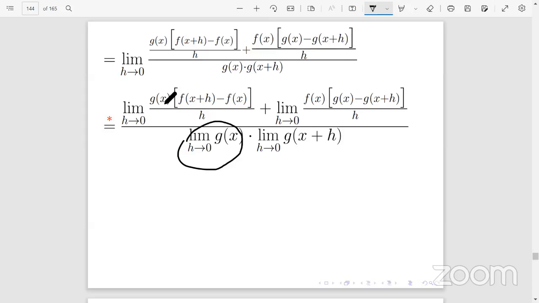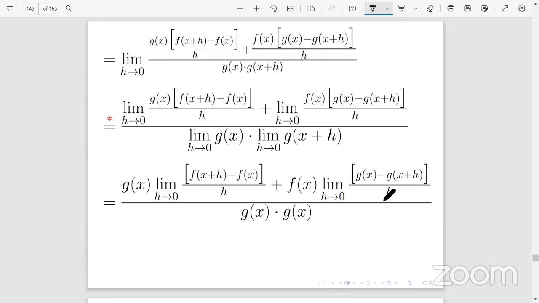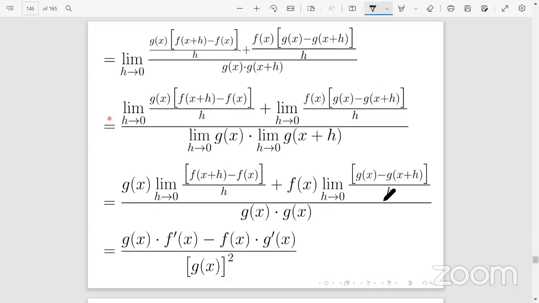From what we have here, this g of x is not affected, so we can factor it out. So we can have the limit as h approaches 0 of that. And same thing here, we can take this minus and factor it out so that it can come here, so that we can have g of x plus h minus g of x. You can see we took out the negative, because that's how we get our g prime.